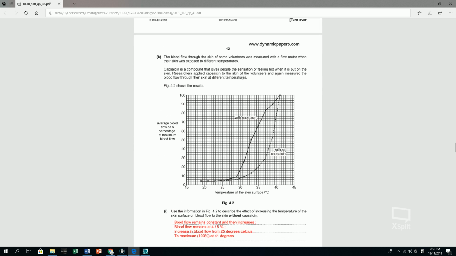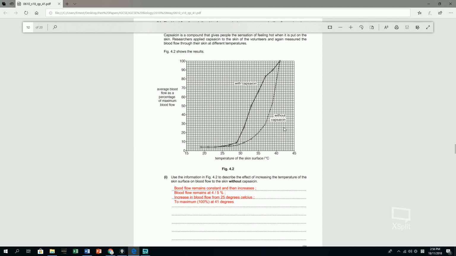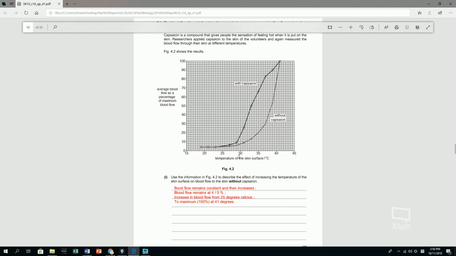Here is more like an investigative question where they give you this graph here, average blood flow as a percentage of maximum blood flow, and as the temperature rises, you get different effects. So they first tell you to describe the effect of increasing the temperature of the skin surface on blood flow to the skin without capsicum. So when they ask you to describe a graph, this is probably the easiest way to get marks in your exam, because all you literally need to do is tell them what's going on.